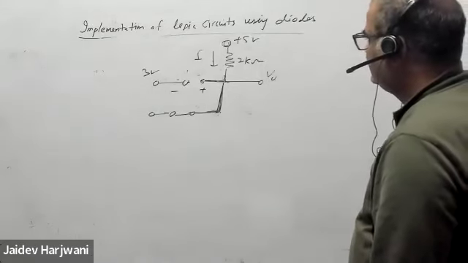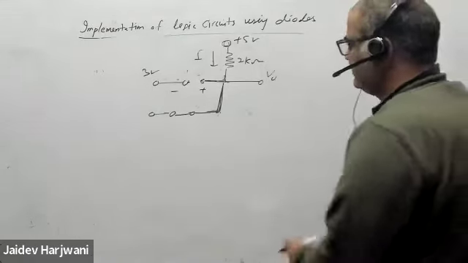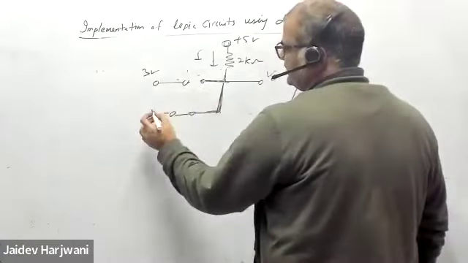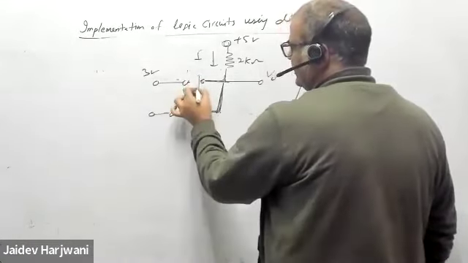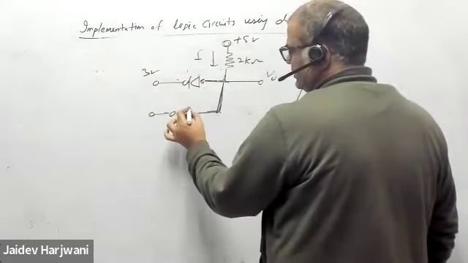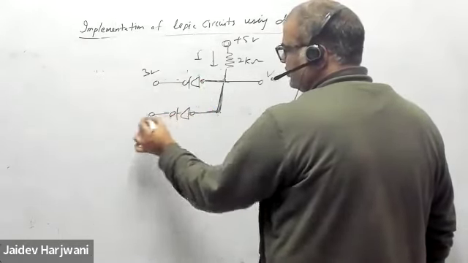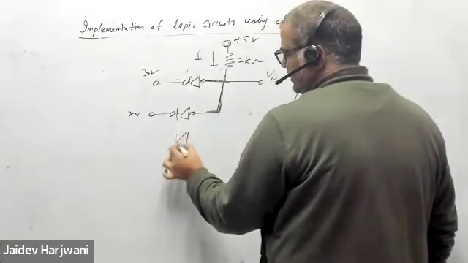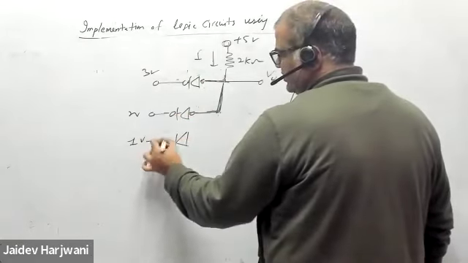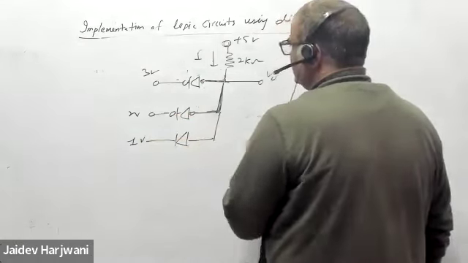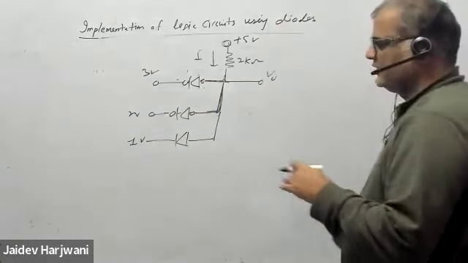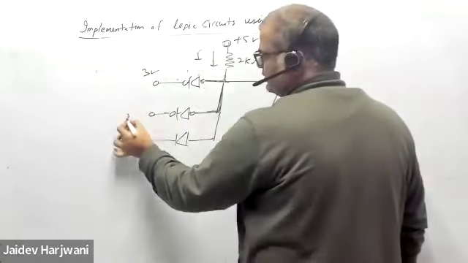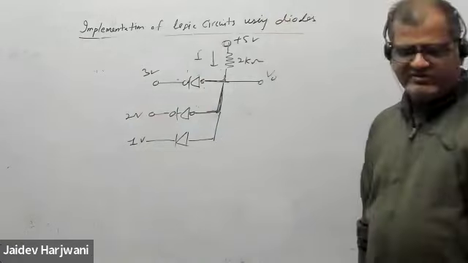So this is your... Similarly, if I now put, say, 3 volt, I put a diode here, 3 volt. I put here 2 volt. I put here 1 volt, 1 volt. Tell me what is the current now. Which will conduct? Tell me which will conduct.